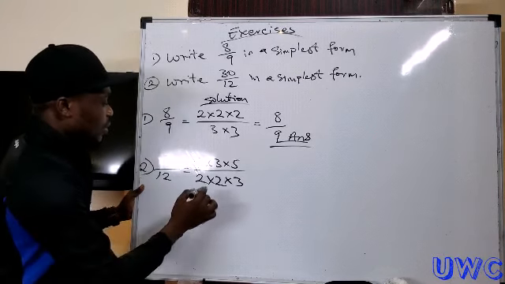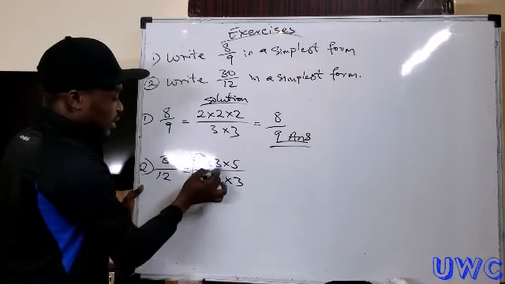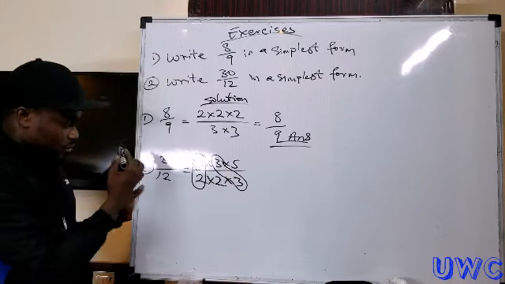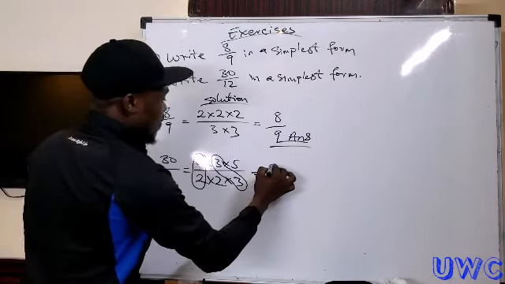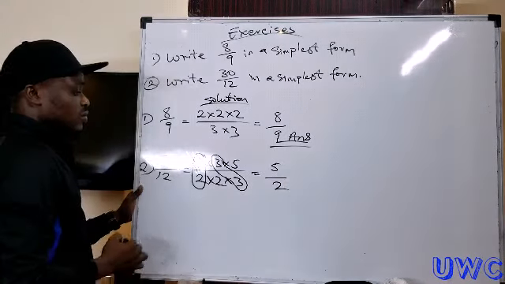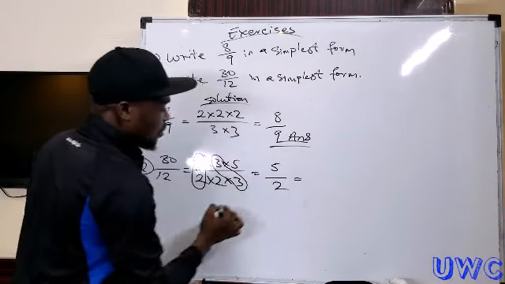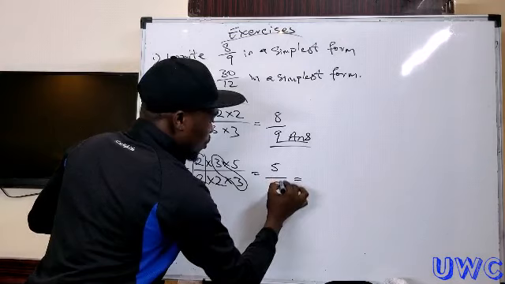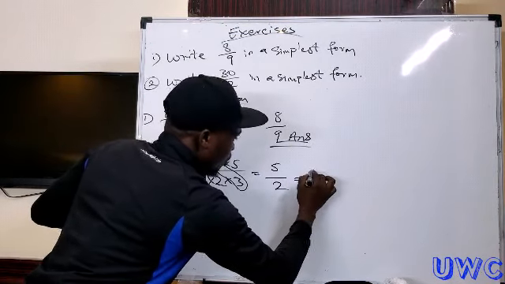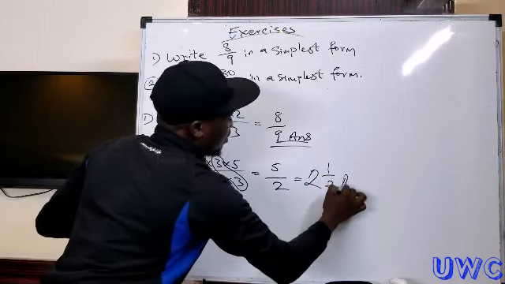So 2 is common, and at the same time 3 is also common. We remove them to get 5 and 2 as the remaining factors. This can still be broken down: 5 divided by 2 will give us 2 whole number 1/2 as our answer.